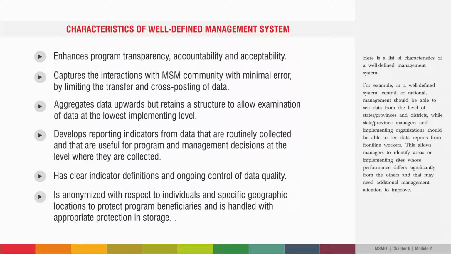Here is a list of characteristics of a well-defined management system. For example, in a well-defined system, central or national management should be able to see data from the level of states, provinces and districts, while state-province managers and implementing organizations should be able to see data reports from frontline workers. This allows managers to identify areas or implementing sites whose performance differs significantly from the others and that may need additional management attention to improve.